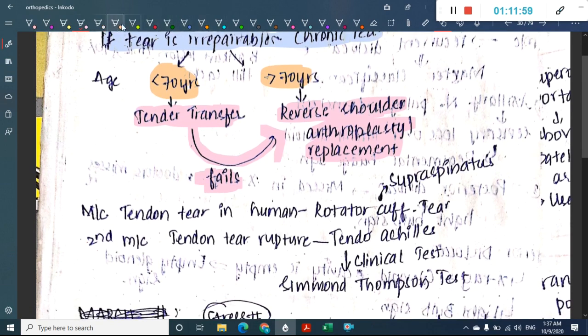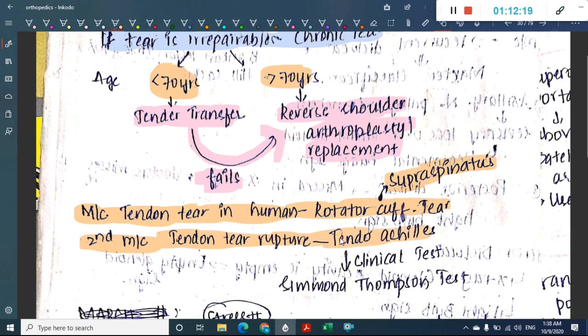Okay. Now, what is the most common tendon tear in humans? The most common tendon tear in humans is the rotator cuff. In the rotator cuff, the most common tendon is supraspinatus. What is the second most common tendon rupture in humans? That is the tendo Achilles tendon. What is the clinical test done for the tendo Achilles tendon? That is Simmonds-Thompson's test.